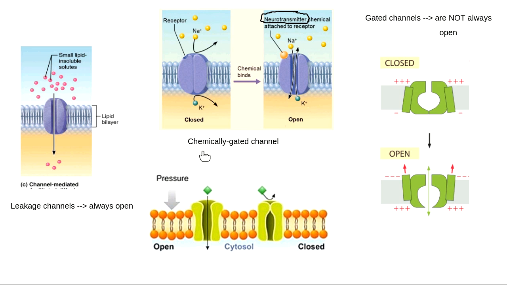So chemically gated channel. Chemically gated, I used a chemical to open it up. My second type of channel that I see over on the right is called a voltage gated channel. When we talk about voltage gated, voltage should make you think of charges, as in electricity. A voltage gated channel opens up when the charge on the plasma membrane changes.